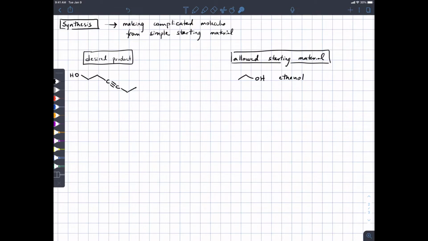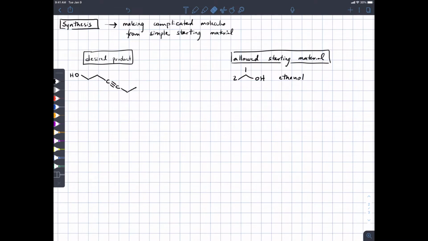We'll start by comparing the number of carbons in the allowed starting material with the number of carbons in the product. That's going to give us a sense for, first, how many carbon-carbon bonds we're going to have to make. Those are generally the most difficult bonds to make in a synthesis, so we want to pay attention to those first. My product that I want to make has 1, 2, 3, 4, 5, 6 different carbons.